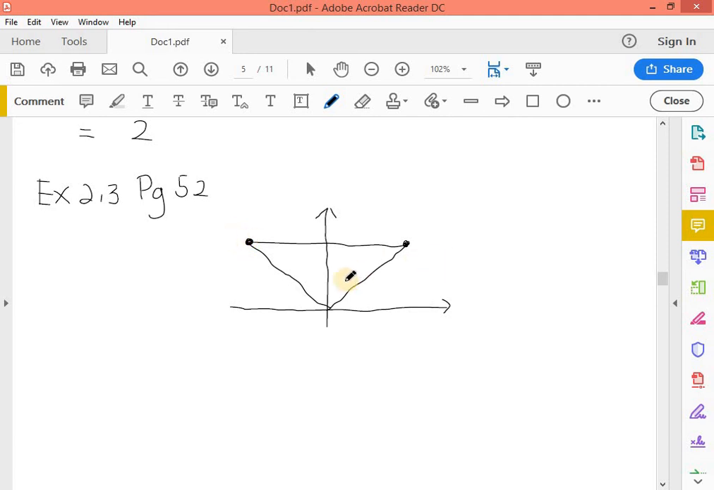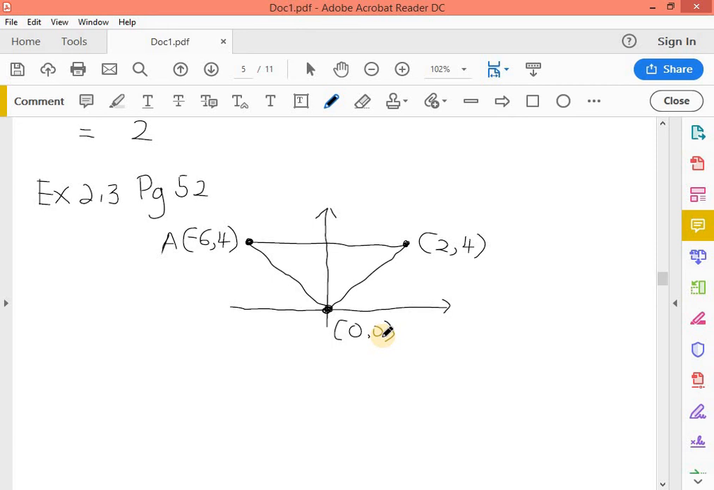You have A, B, C. You can label their coordinates. Have you drawn your triangle? This is the only information we get from the question.